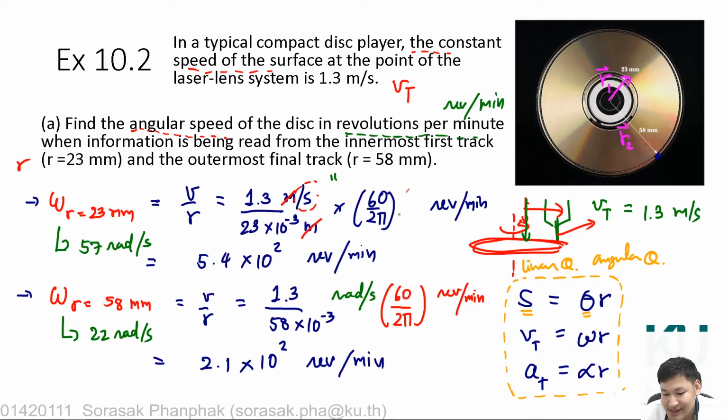2 pi radians is 1 rev. So for 22 radians, you have to divide by 2 pi for the revs. And then if you would like to change seconds to minutes, you multiply by 60, because there are 60 seconds in a minute. This is how you convert to the unit that this problem is asking for, not radians per second, but rev per minute.